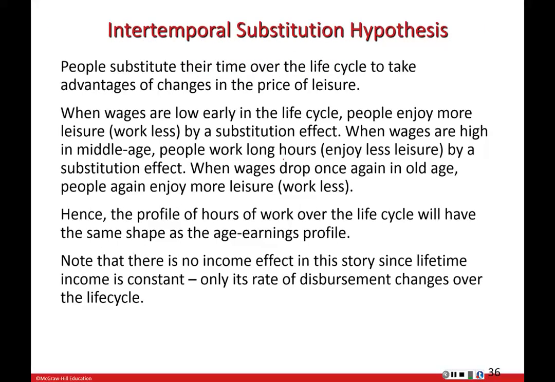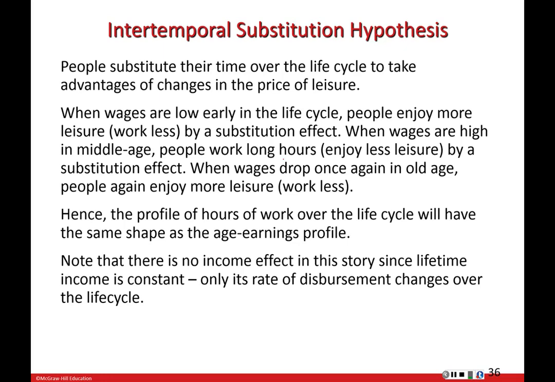This is called the intertemporal substitution hypothesis. People substitute their time over the life cycle to take advantage of changes in the price of leisure. What's the price of leisure? The wage. So early in life, when you're young, your wage is low, and so leisure is cheap. So you consume more leisure, you work less. Later on, when wages are high in middle age, people work long hours because leisure is expensive. And when wages drop once again in old age, people again enjoy more leisure, work less, because once again the price of leisure has dropped.